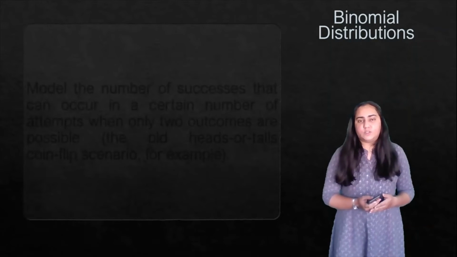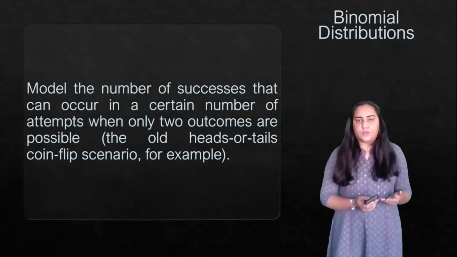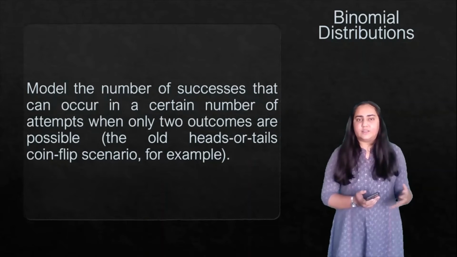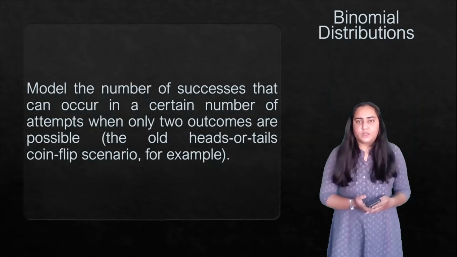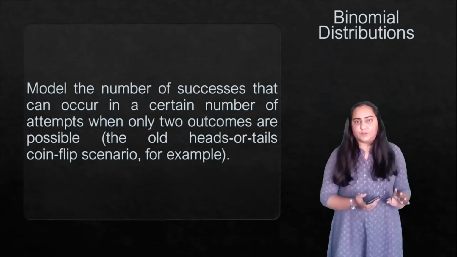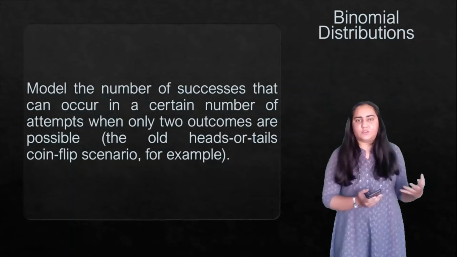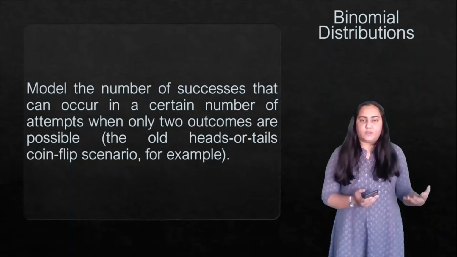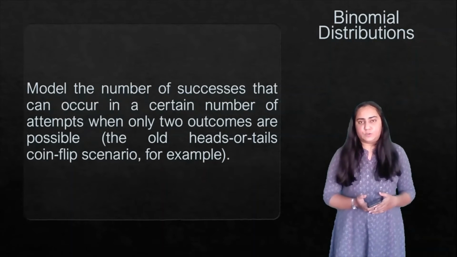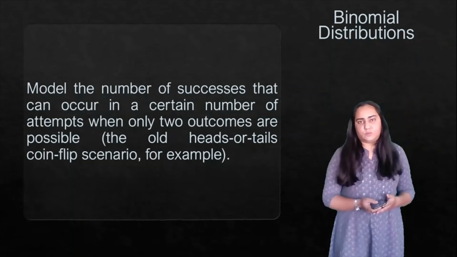The next type of distribution is binomial distribution. This will model the number of successes that can occur in a certain number of attempts when only two outcomes are possible. So it's the old heads or tails coin flip scenario, for example. Binomial distributions, as the name suggests, work on binary values. If you have a coin, you're flipping it, and you want to see the probability of getting either heads or tails, then this is binomial distribution because there are only two outcomes. So there are a number of attempts, but only two outcomes are possible. That would be binomial distribution.